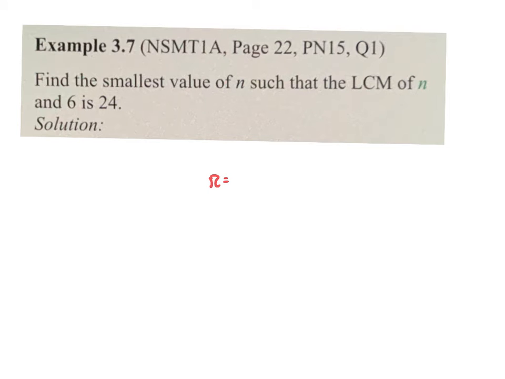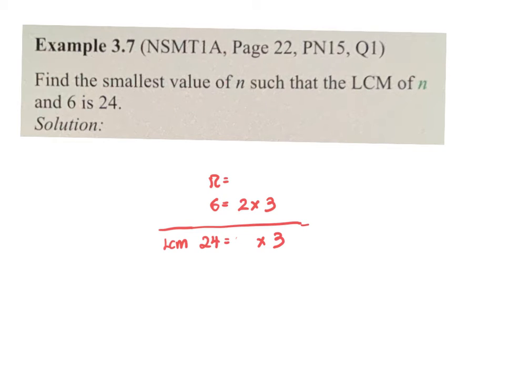Now we don't know what n looks like, but then we have 6. And 6, if we prime factorize, is equal to 2 multiplied by 3. And our LCM 24 is equal to 2 power 2 multiplied by 3. So it suggests that if 2 power 2 is present in the LCM, that means 2 power 2 must either be in n or 6. And sorry, it's not 2 power 2, it's 2 power 3, my bad.